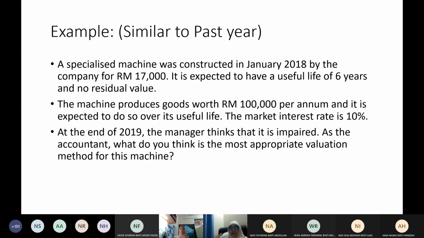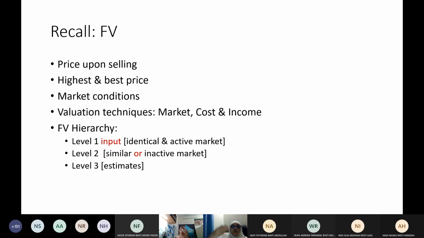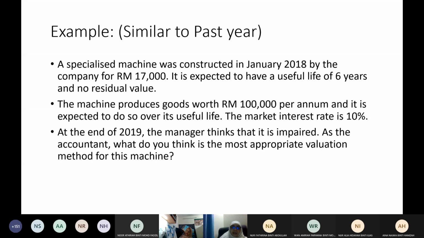In answering the question, many of the students referred back to what they learned in fair value. So they discussed highest and best price, the valuation techniques, trying to get an identical asset, active market, and so on. And this is the issue about the case. Would you agree with them if you started explaining about fair value here? What do you think? Would you have answered in the same way?